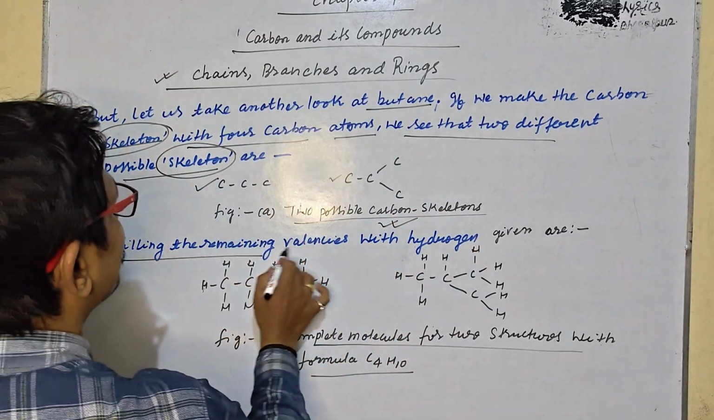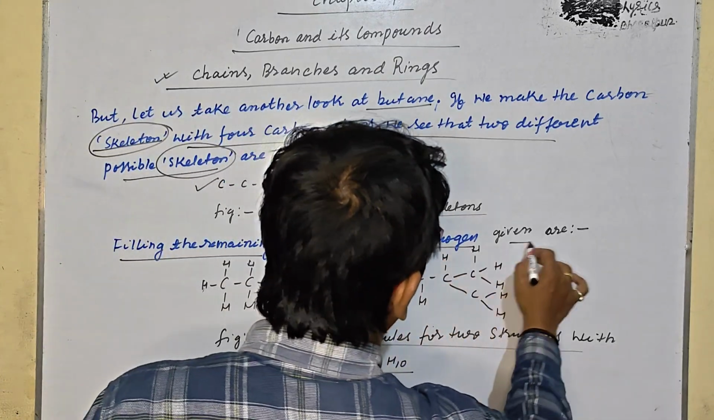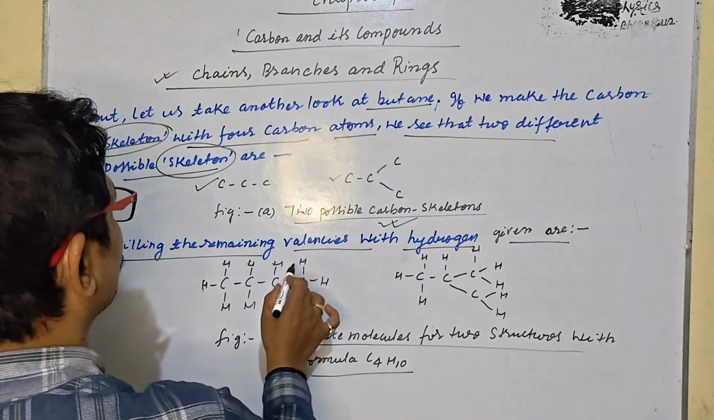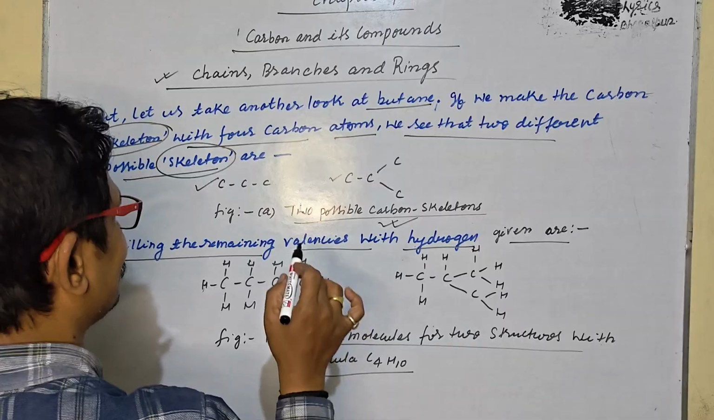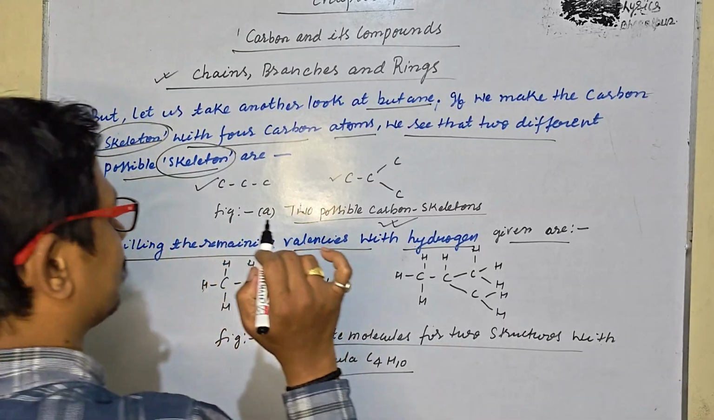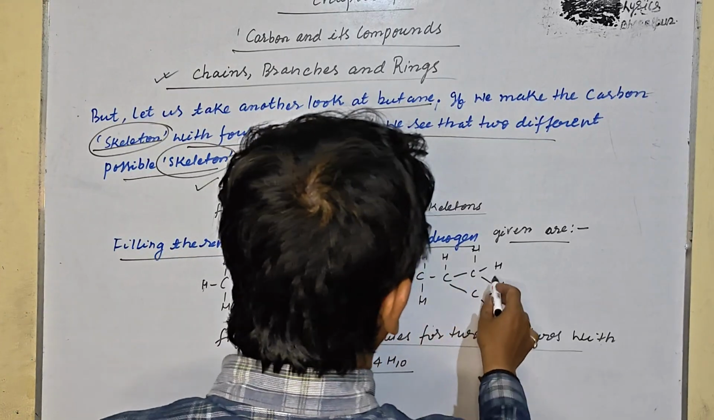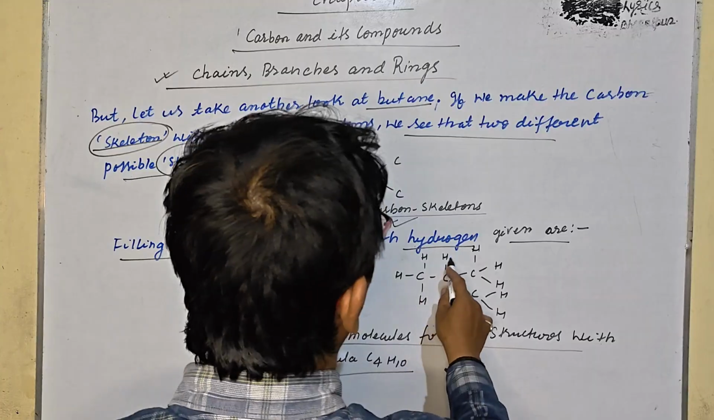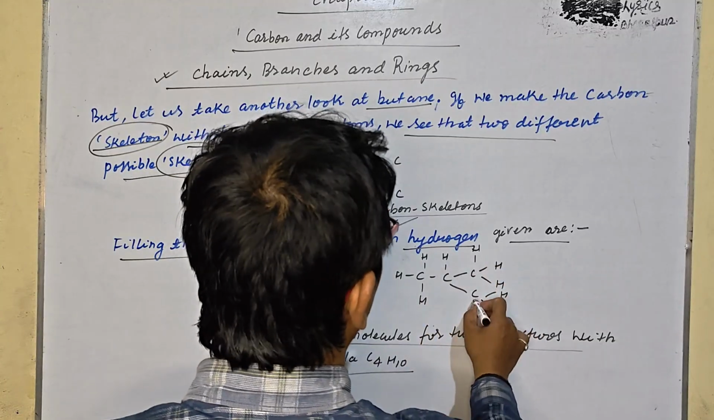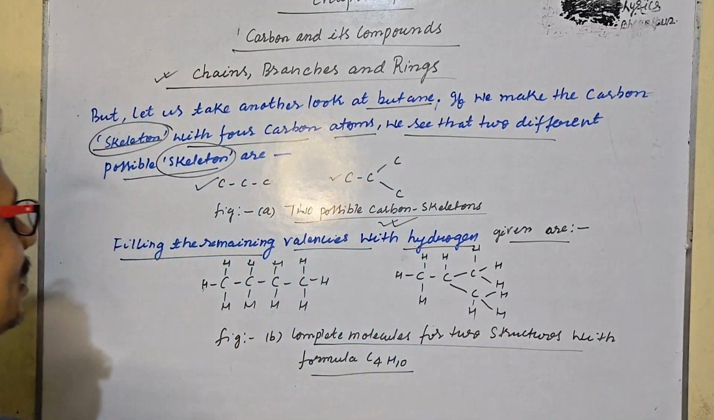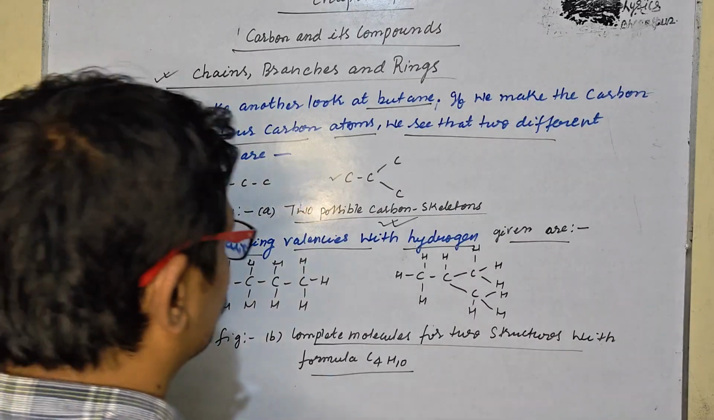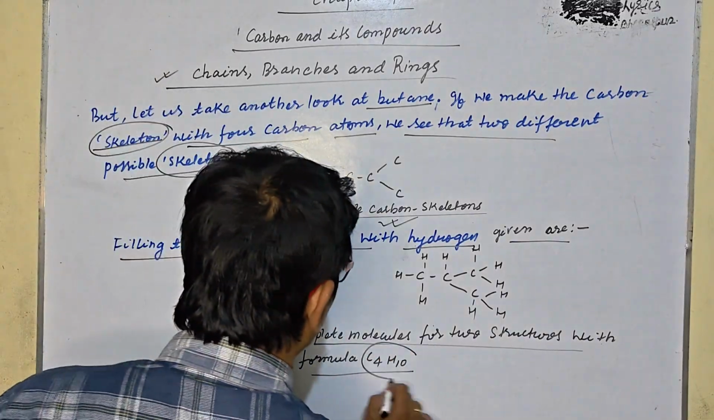Next is filling the remaining valencies with hydrogen. There are 4 carbon atoms joined with 10 hydrogen atoms. Counting the hydrogens: 3, 4, 5, 6, 7, 8, 9 and this is 10. So, my dear students, these are the complete molecules for two structures with formula C4H10.